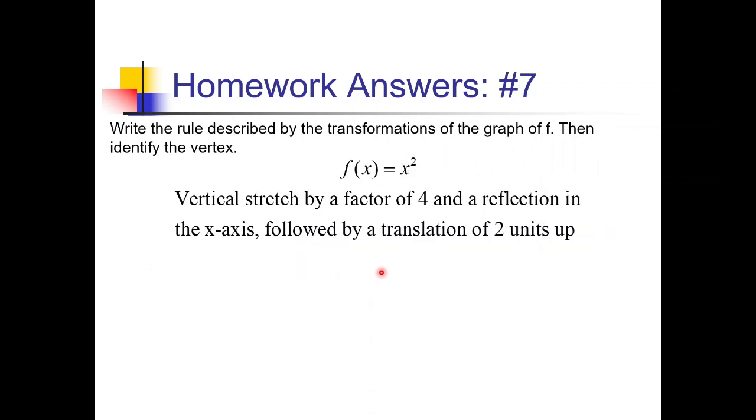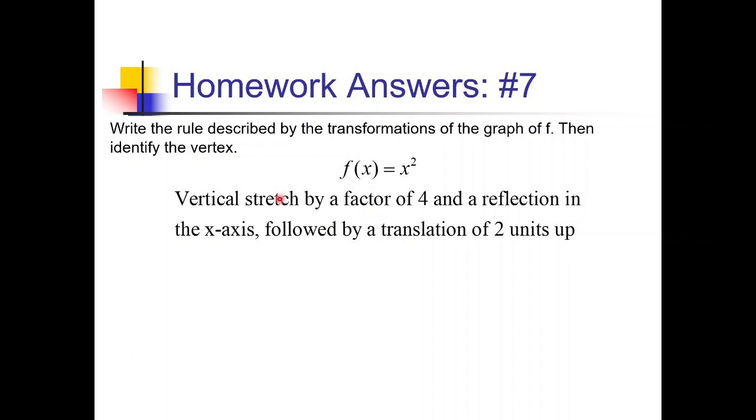For this one, we are trying to write the rule described by the transformations of the graph of f down here, and then identify the vertex. So we're doing a few things: a vertical stretch by a factor of 4, a reflection in the x-axis, and then a translation of 2 units up. So we're going to take these one at a time, writing a new function for each of them.